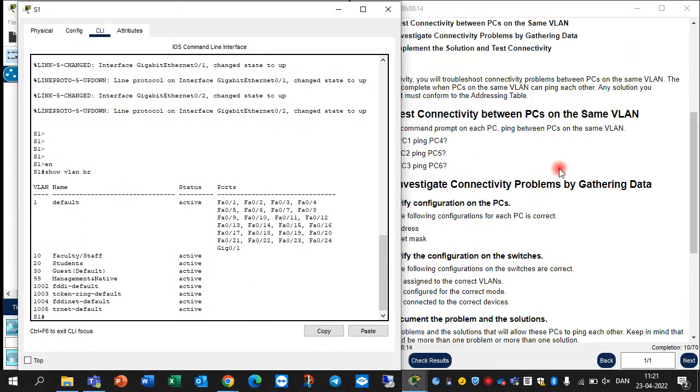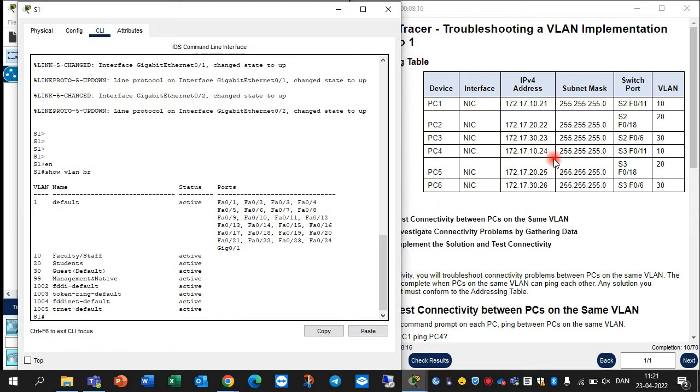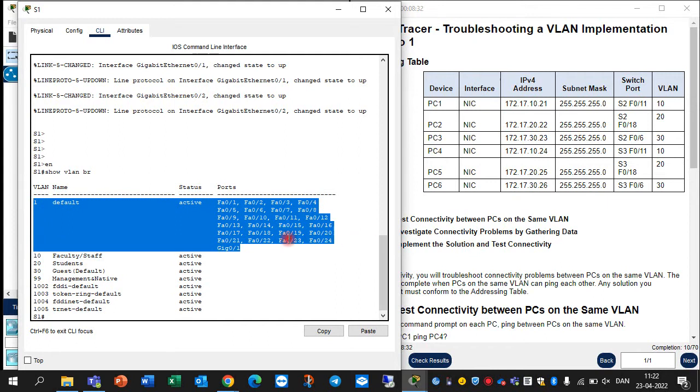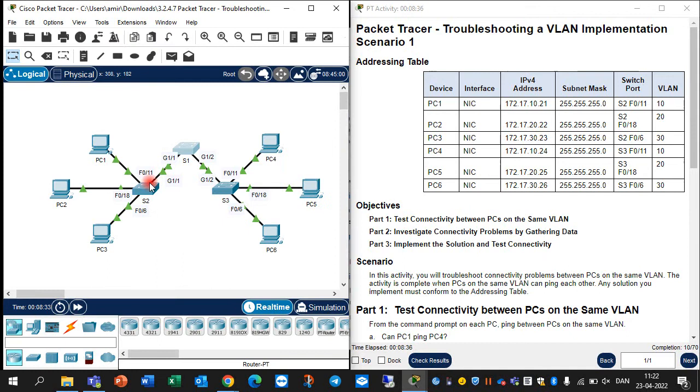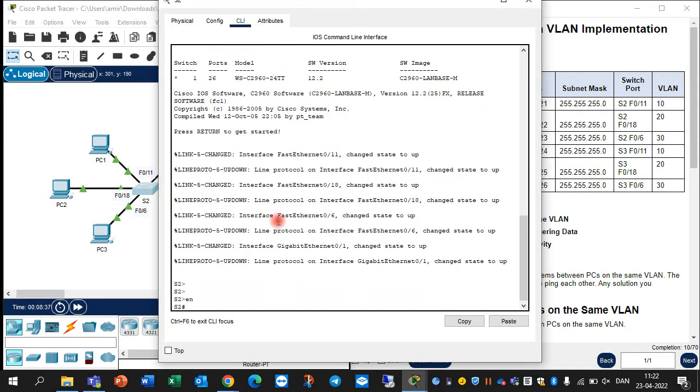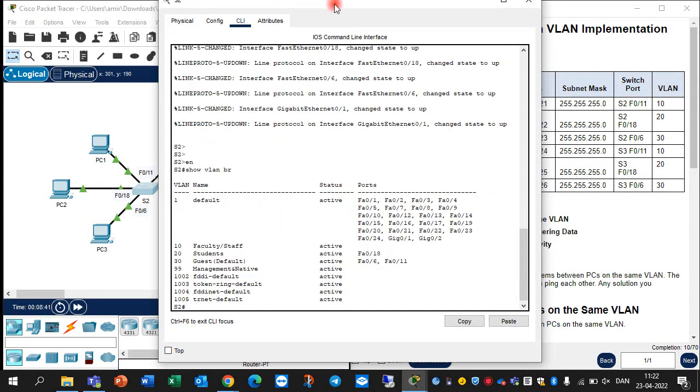show vlan brief here, and we should check it with the addressing table. We don't have any switch 1 port assigned to a specific VLAN, and that is correct here, I think, because all of them should be assigned to VLAN 1. What about switch 2? Switch 2 is here. Enable and show vlan brief.